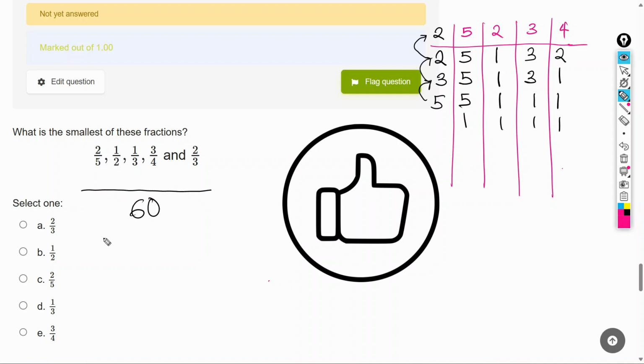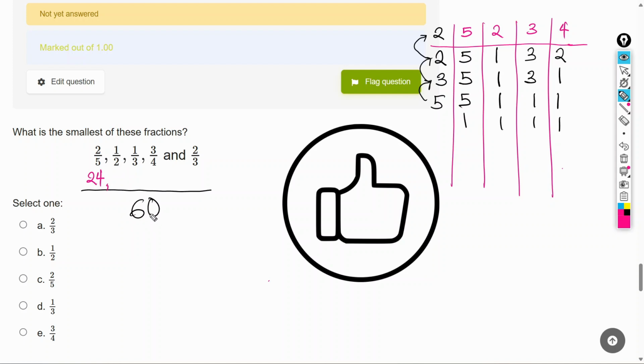Now, to compare them, we divide our denominators, and then the answer we get, we use to multiply our numerator. So 5 into 60 is 12, and then 12 times 2 is 24. So this is 24 out of 60.